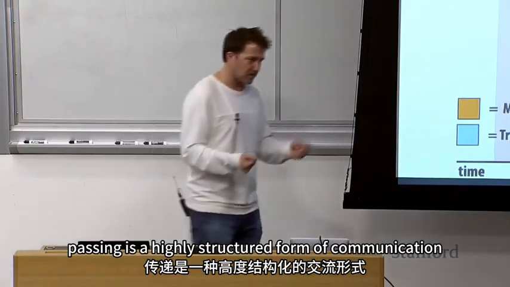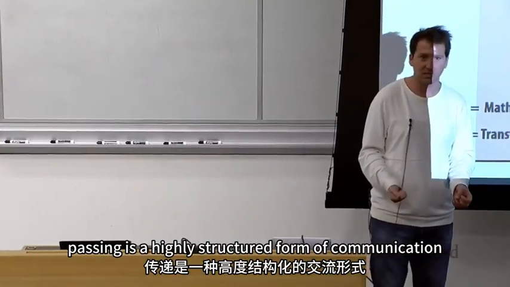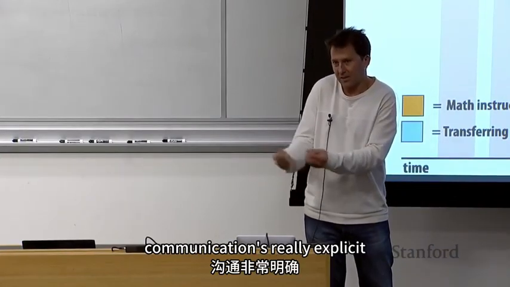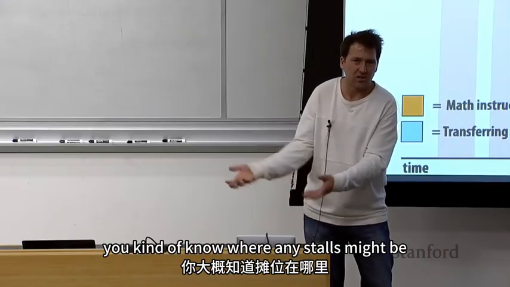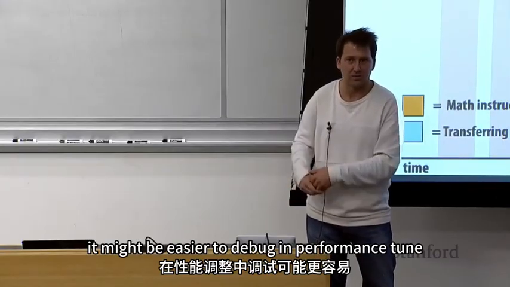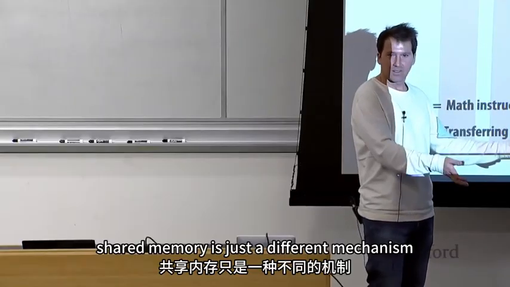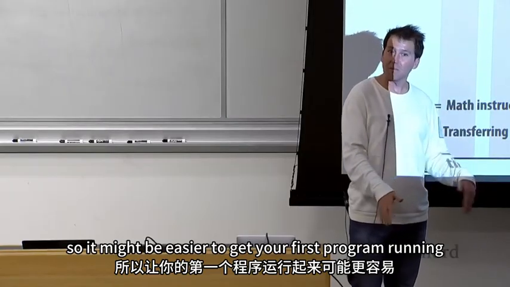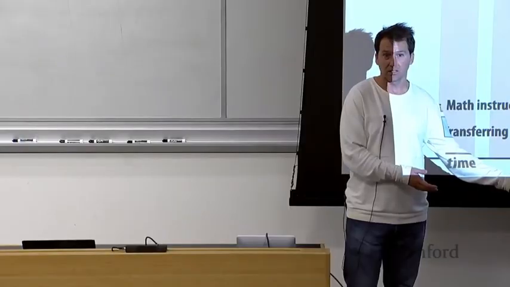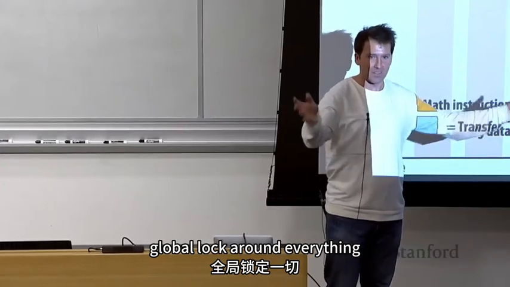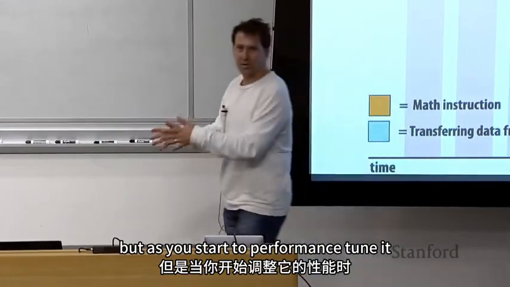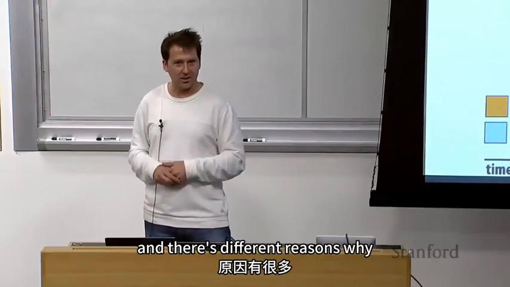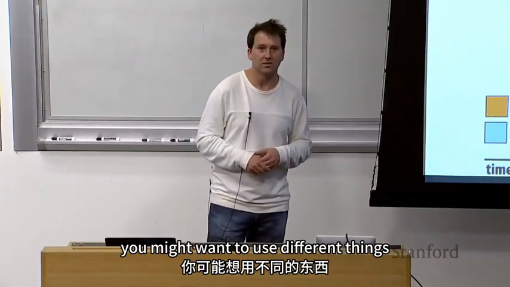So message passing is a highly structured form of communication, which forces you to work hard to get it right. But once you get it right, communication's really explicit. You kind of know where any stalls might be. It might be easier to debug and performance tune. Shared memory is just a different mechanism that doesn't force you to have any discipline at all, so it might be easier to get your first program running. Maybe you just throw a big global lock around everything. But as you start to performance tune it, you don't get as much structure or help. And there are different reasons why you might want to use different things.